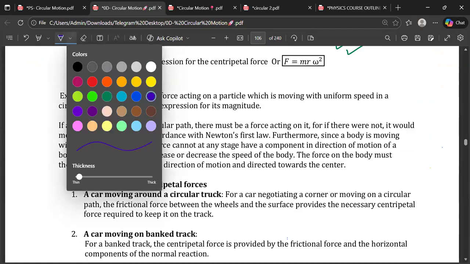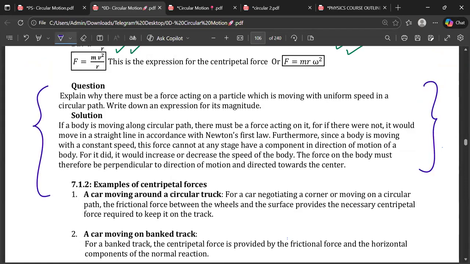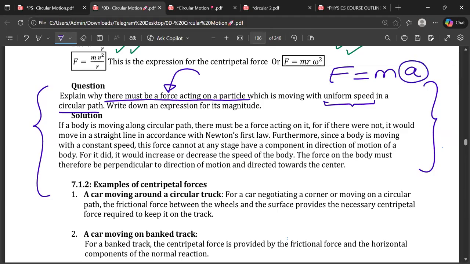All these explanations will make sense when you read through. They are asking why there must be a force acting on a particle which is moving with uniform speed in a circular path. I talked about that. The explanation we had at first was about why something moving in a circular path with uniform speed accelerates. We explained it and you understood. Now here they're asking why there must be a force. But you all recall that force is what? MA. That means if there is acceleration, there is a force.